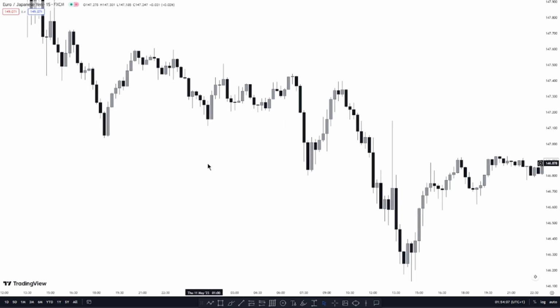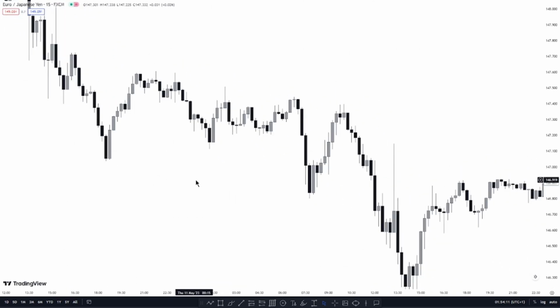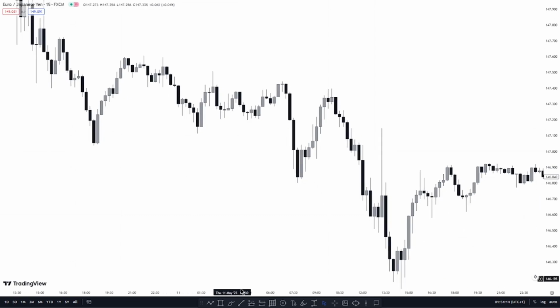But first of all, let's look at the structure of the market. As you can see, we are pretty much bearish. So the market is completely bearish. But let's mark some structure so that we can understand what we are doing in the market. We are going to start from this low here. Now ask yourself, is this a valid low?